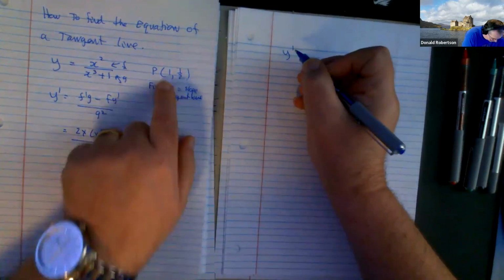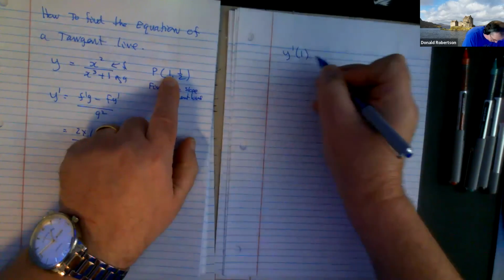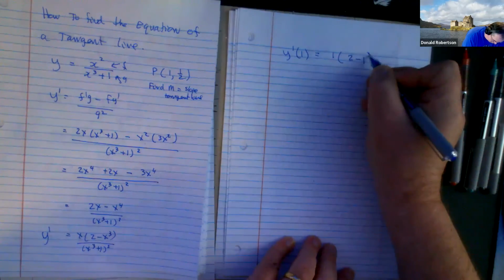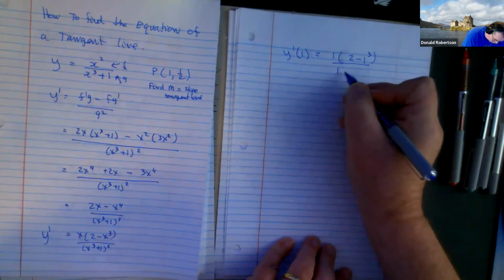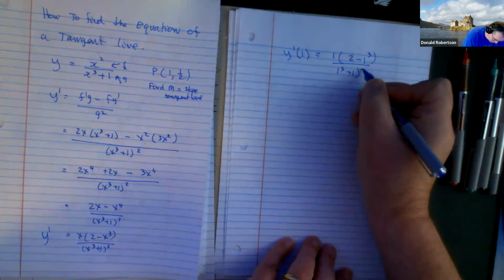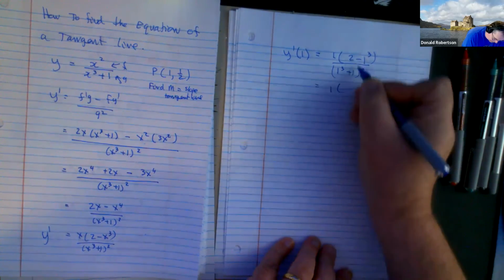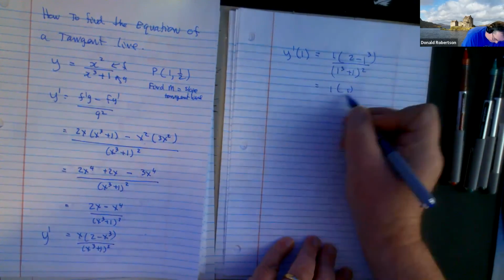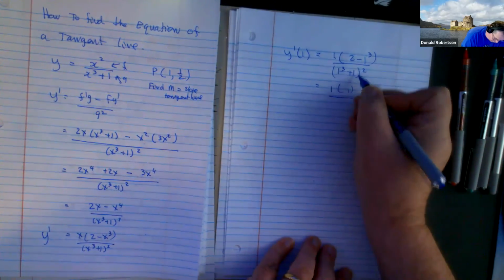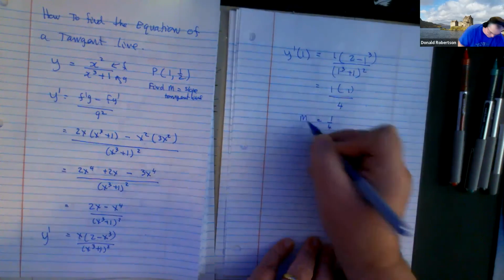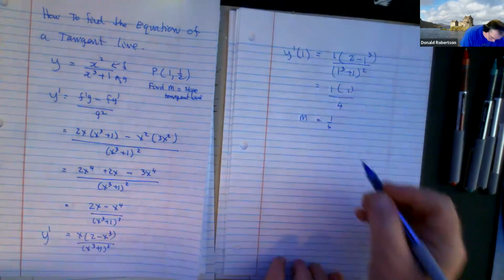The derivative at 1 is what we're interested in. So it's going to be 1 times (2 take away 1 cubed) all over (1 cubed plus 1) squared. So that's 1. That's 1. That's 1 plus 1 is 2, and 2 squared gets you 4. So I get a quarter. So the slope of the tangent line is a quarter.